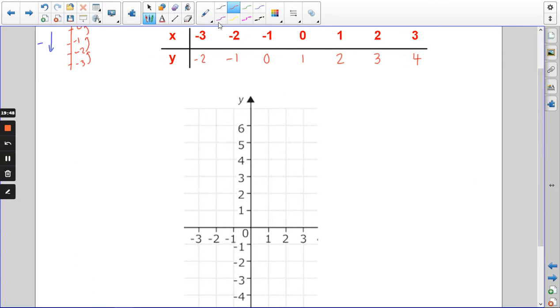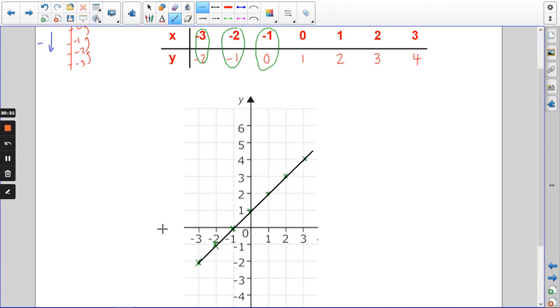Okay, so be really careful plotting these. Minus 3, minus 2 means go left to minus 3 and down to minus 2, so the first one is there. Then we've got minus 2, minus 1, which is there. Then we've got go left to minus 1, but don't go up and down, so minus 1, 0. Then 0, 1, 1, 2, 2, 3, 3, 4. And if I've done this properly and my axes are nicely drawn, they line up perfectly. And that equation would be y equals x plus 1. The equation that I used when I was filling out the table was y equals x plus 1.